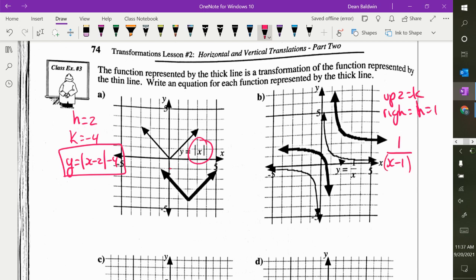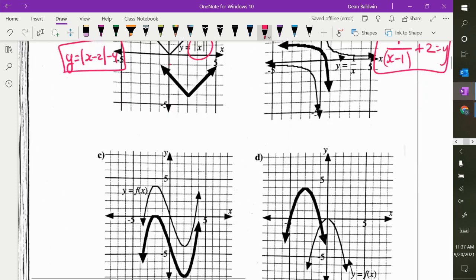Okay, you can put brackets. Now, if I want to go up 2 units, what do I do? Where does the plus 2 go? Yeah, it's not in the denominator. It's just like that. Okay? All right, last 2.